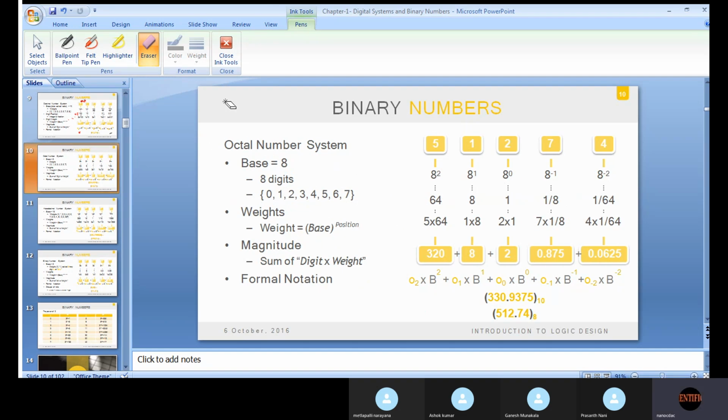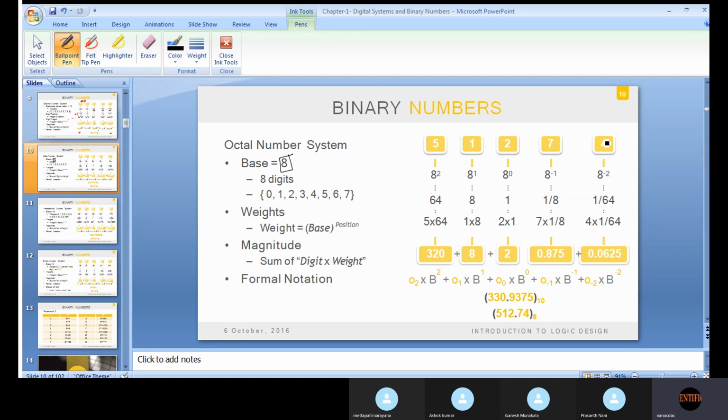So if you see the octal number system, octa means 8. For the octal number system, base is 8. So totally 8 digits we will be taking, 0 to 7. Okay, so weight always will be base power position. Magnitude is sum of digit into weight. So the same number if we are taking in octal, 2, 1, 0, minus 1, minus 2 are representing the position.